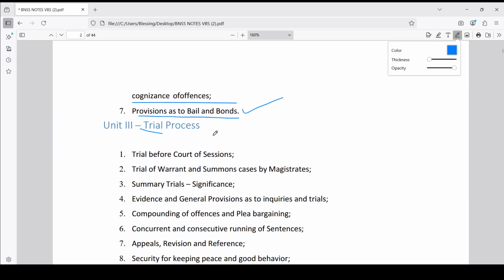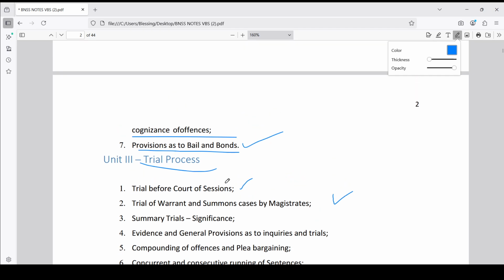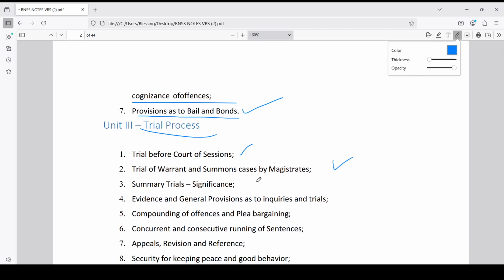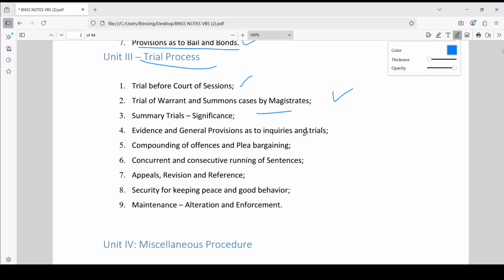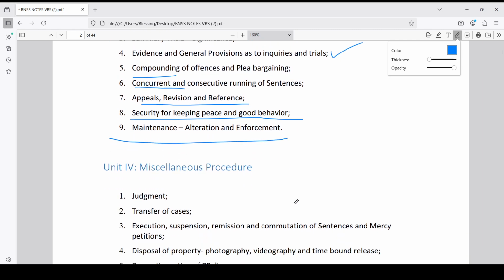Third is the trial process: trial before the court of session, trial of warrant cases and summons cases by a magistrate, and summary trial and its significance, evidence and general provisions on inquiries and trials, compounding of offences, plea bargaining, and we also explain what compounding is, concurrent and consecutive running of sentences, appeal, revision and references, security for keeping peace and good behavior, maintenance, alterations and environment.